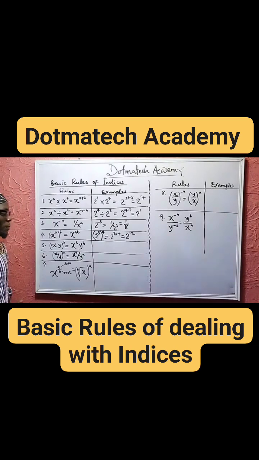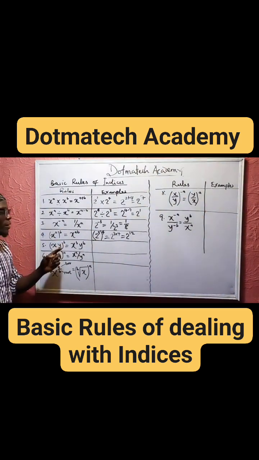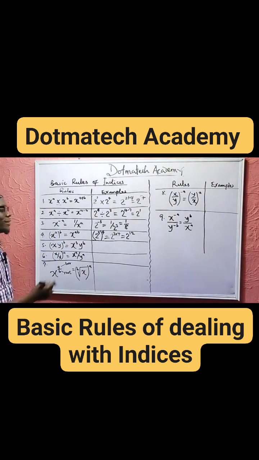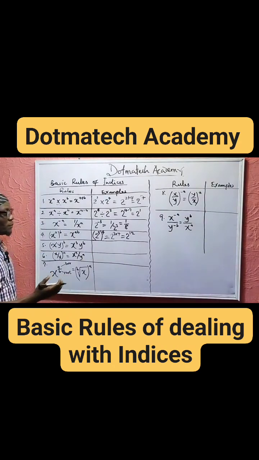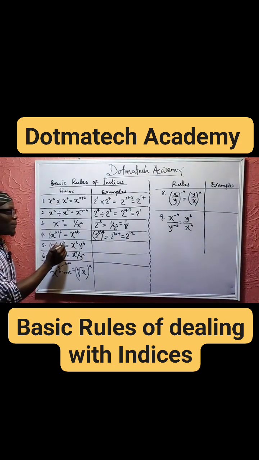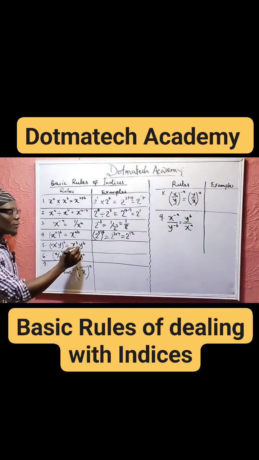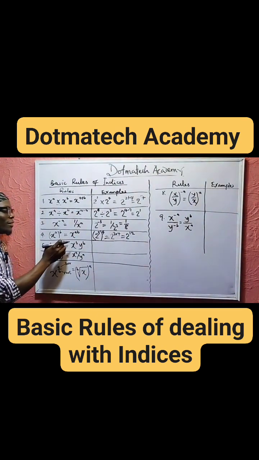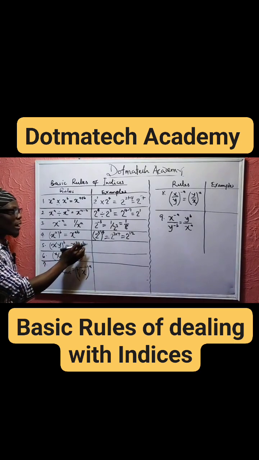All right, let's go to rule number 5. When you have x multiplied by y, in bracket, raised to power b, you can just assume that there is a 1 here and a 1 here. So when you want to open the bracket, you multiply b by 1. That's x raised to power b, then y raised to power b. That is, both x and y share the power on their own.